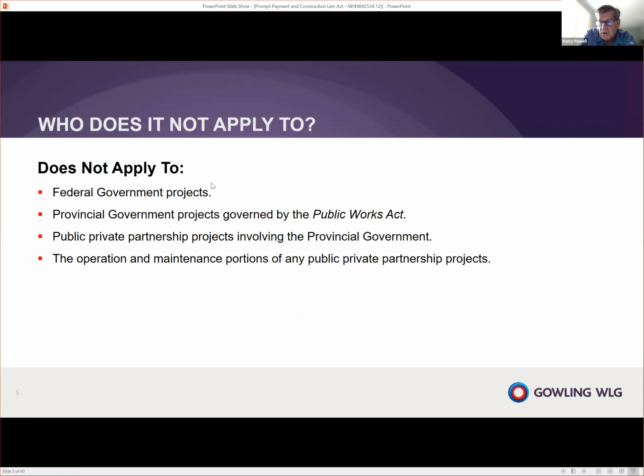There are some parties, entities that are not subject to the legislation. Obviously, federal government is not because it's provincial legislation. And unlike Ontario, where the provincial government is included in the legislation, provincial government in Alberta is not, and the existing Public Works Act will continue to govern any claims you might have or payment problems you might have with respect to provincial government. P3s involving the provincial government are excluded, and the operation and maintenance portions of any P3s are excluded regardless of who they're with.